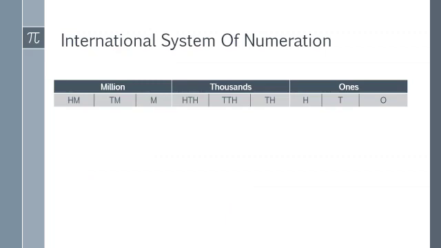Our next topic is the International System of Numeration. I think all of you are familiar with the Indian system of numeration. Now take a look at the international place value chart. You know that in the international place value chart, all periods have 3 places. The names of the places: ones, tens, hundreds, thousands, 10,000, 100,000, millions, and so on.